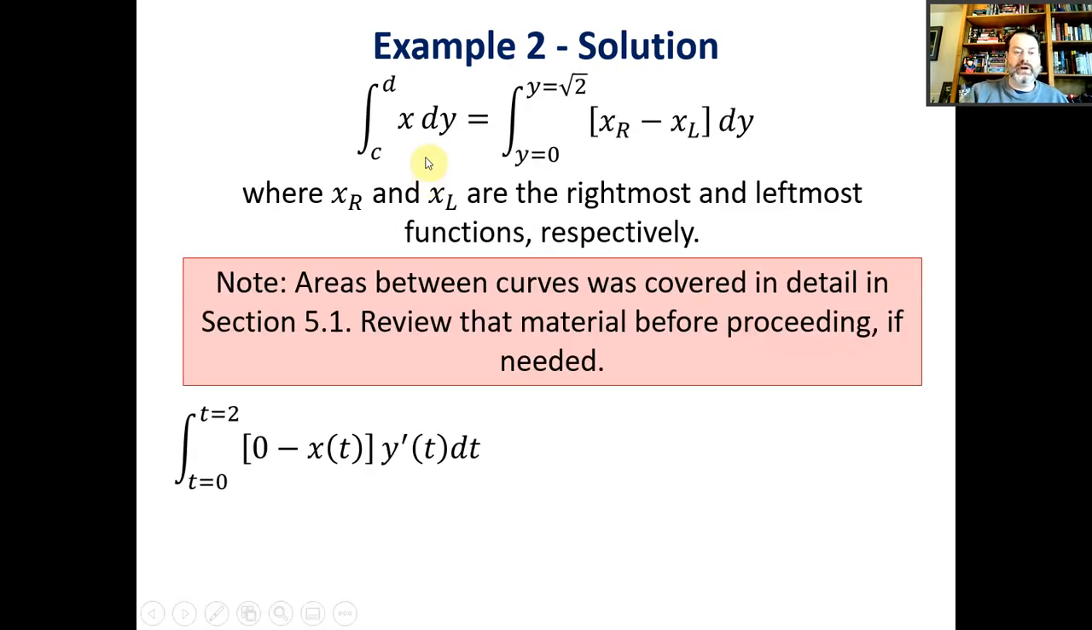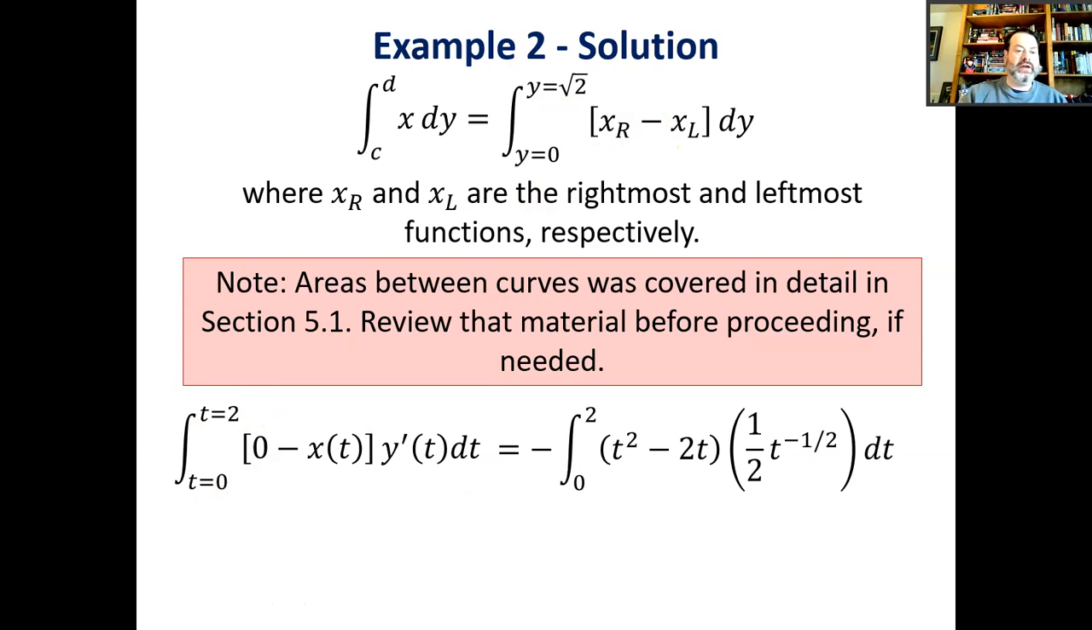So that's where x equals 0. So you just write 0 minus x of t. Whatever the leftmost function is, it's going to be a function of time, because we're calling it leftmost here. And then dy is this whole thing. It's y prime of t dt. Notice the bounds of integration went back to t. So I set it up as an xy integral, then you convert it. You have to do it that way or you're going to make a mistake.